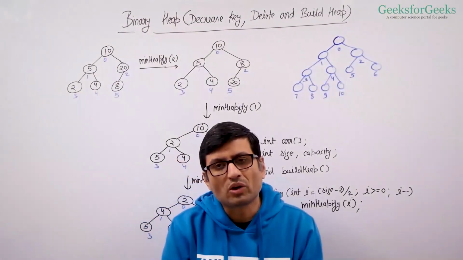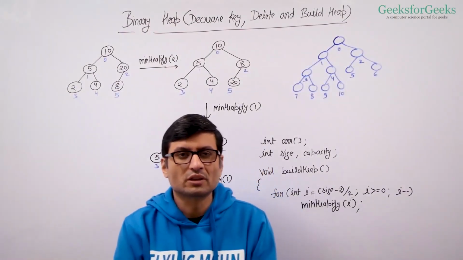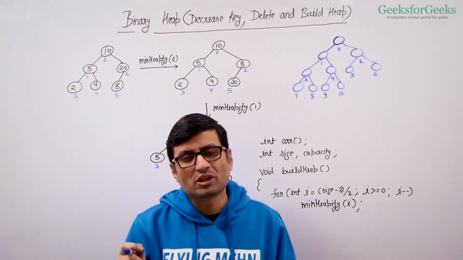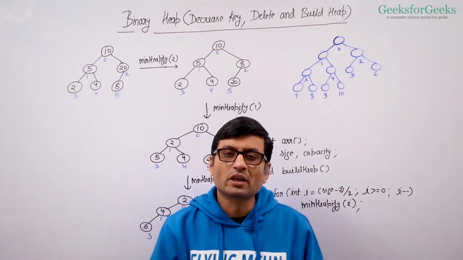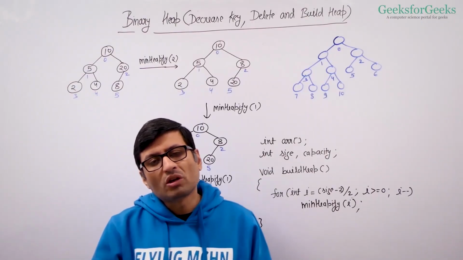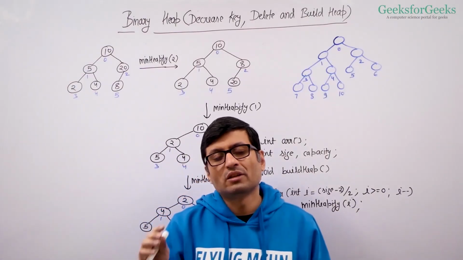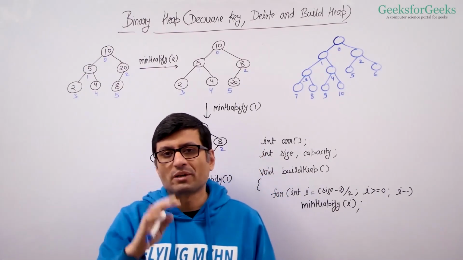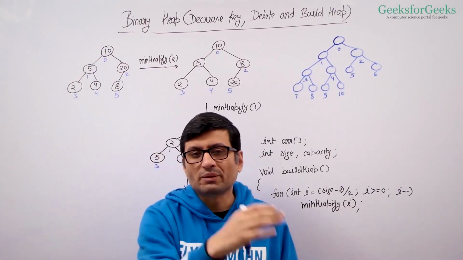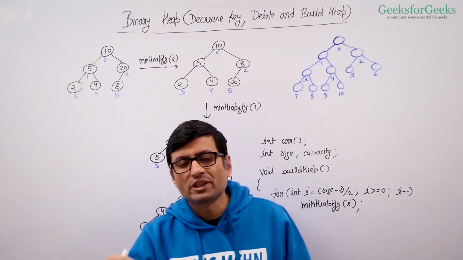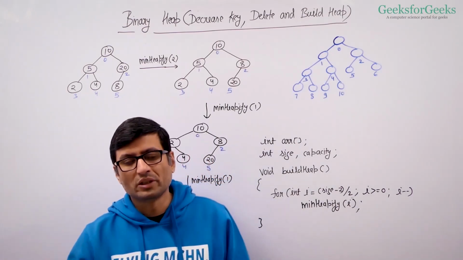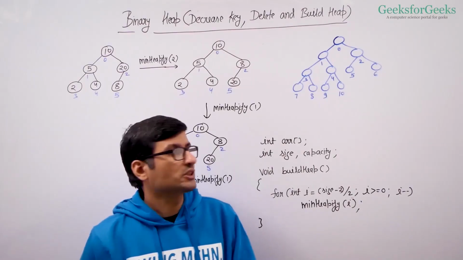Let us now talk about the working of the build heap function. What we do in build heap is we begin with the bottommost rightmost internal node, right? Let's say the index of this node is I. We call min heapify for this, and then we call min heapify for I minus 1. Then we call min heapify for I minus 2, I minus 3, I minus 4 and so on until we reach 0, right? So at the end we call min heapify for 0 also.